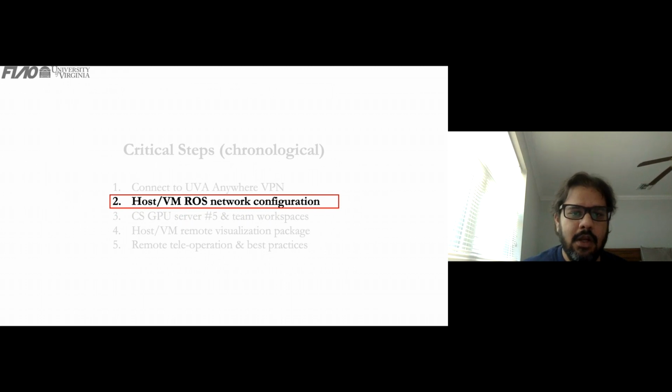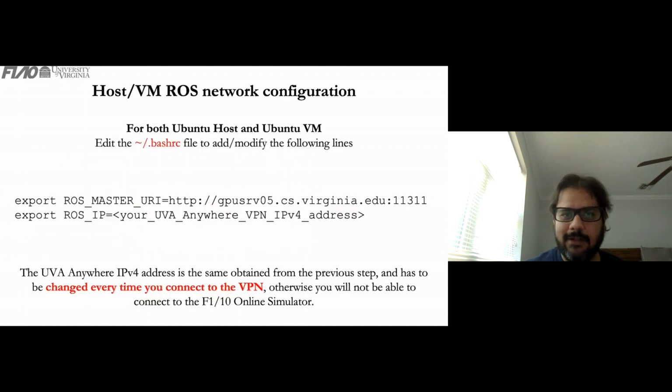So assuming you were able to connect successfully to the UVA VPN, the next step is to configure your remote machine, or your host machine, for the ROS network configuration. And we have seen this before. Earlier, we did something similar when we were trying to talk to the Jetson using the Pico Station wireless channel on the real F110 car.